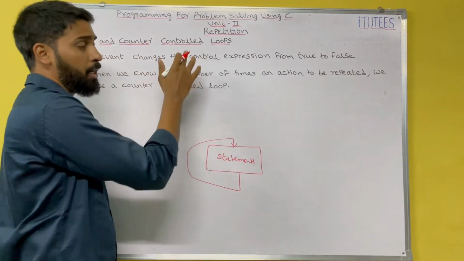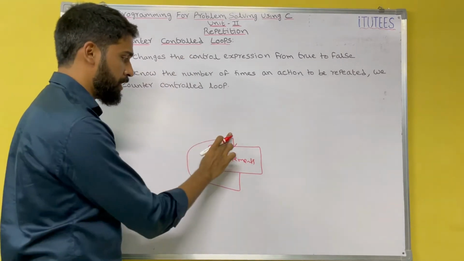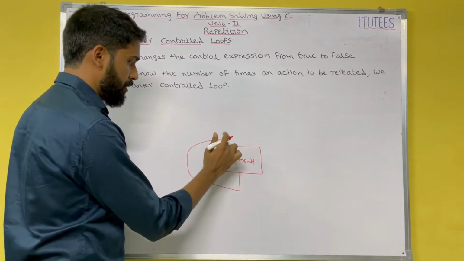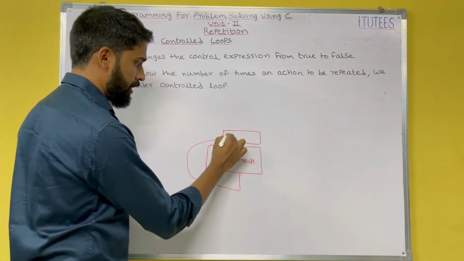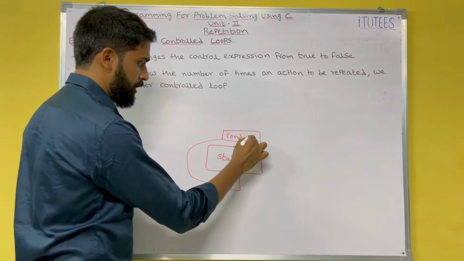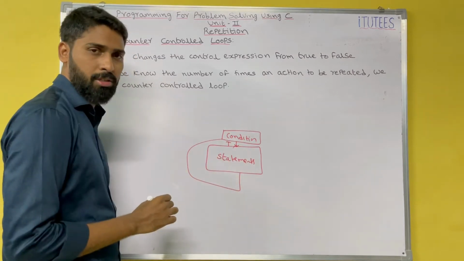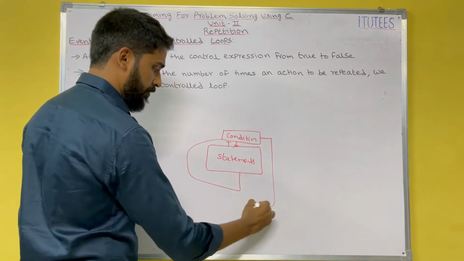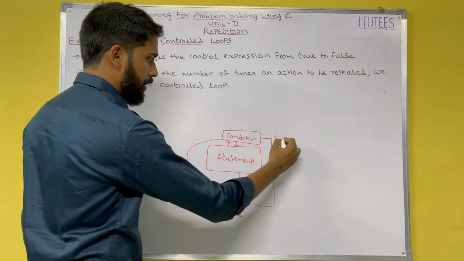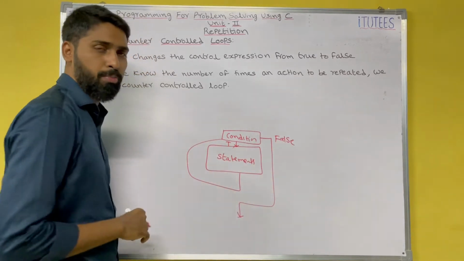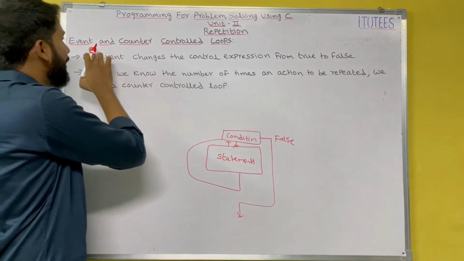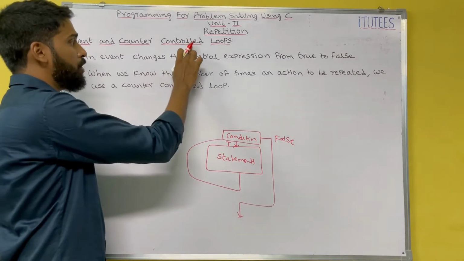So what is a control loop? A control loop is nothing but a loop where you write one condition. If this condition is true, you execute these statements. If the condition is false, you terminate the loop. Okay, now event and counter controlled loops.